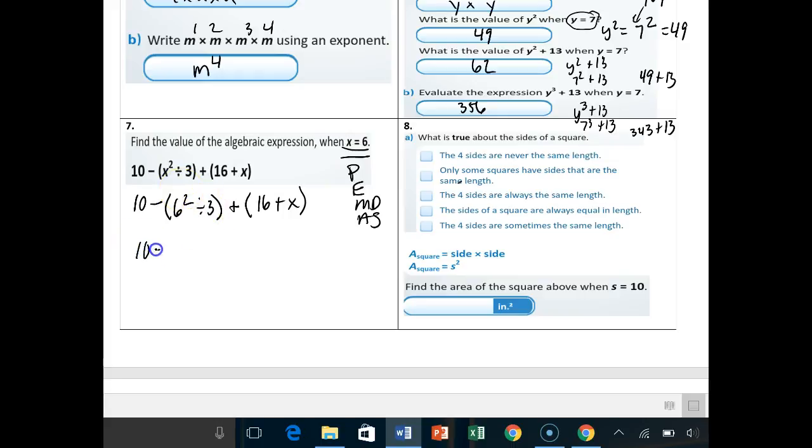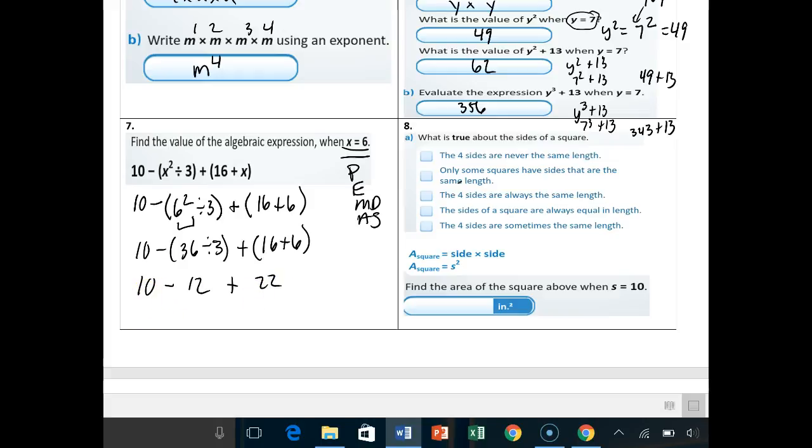So we have 10 minus 36, because that's what 6 squared is, divided by 3 plus, oops, I forgot, this is a 6, not an x, plus 16 plus 6. Now we can do both parentheses at the same time. It doesn't really matter. So 10 minus 36 divided by 3 is 12, plus 16 plus 6 is 22.